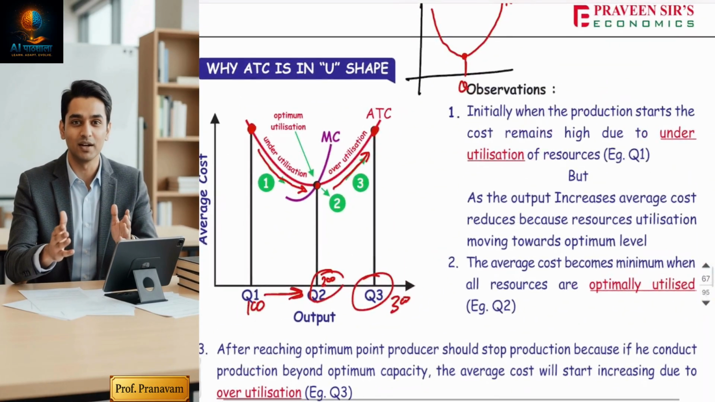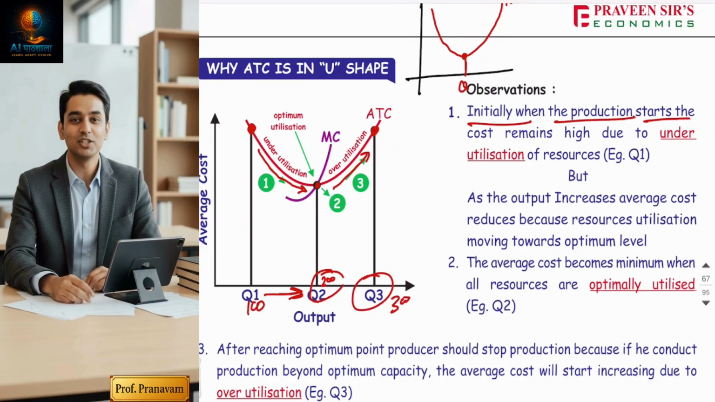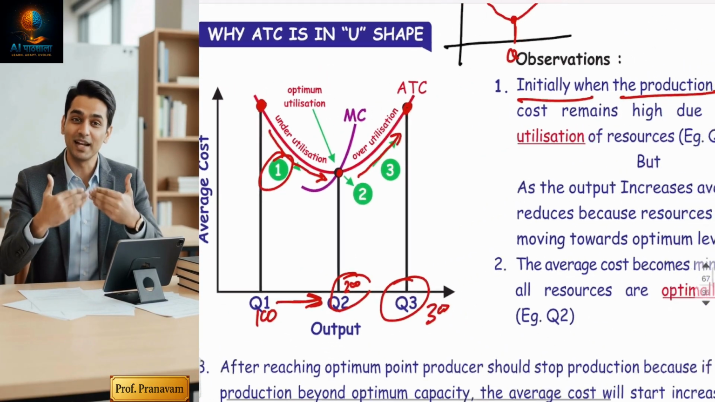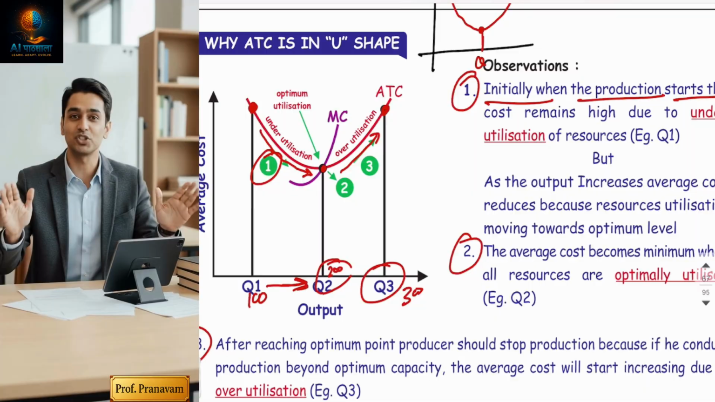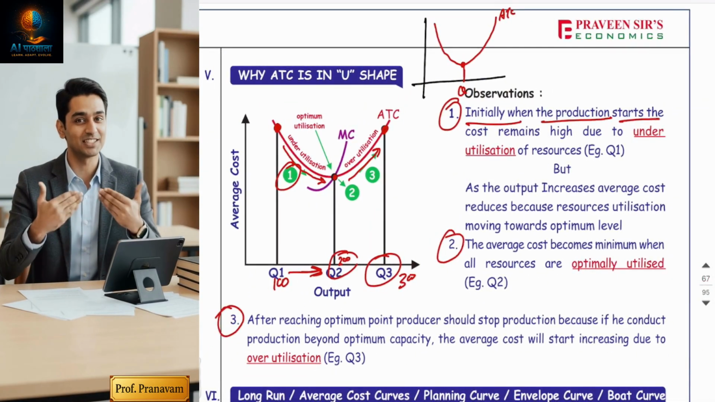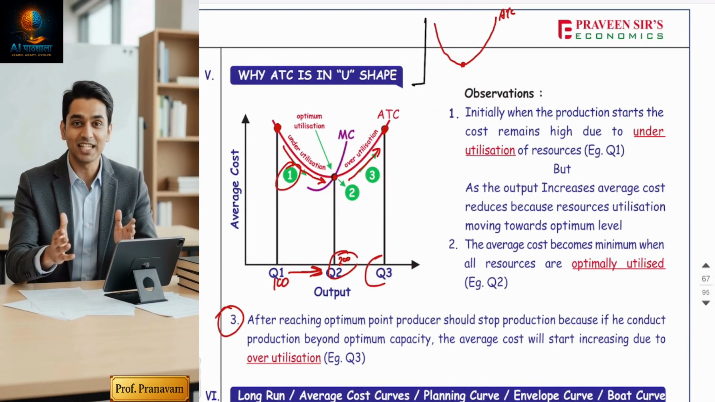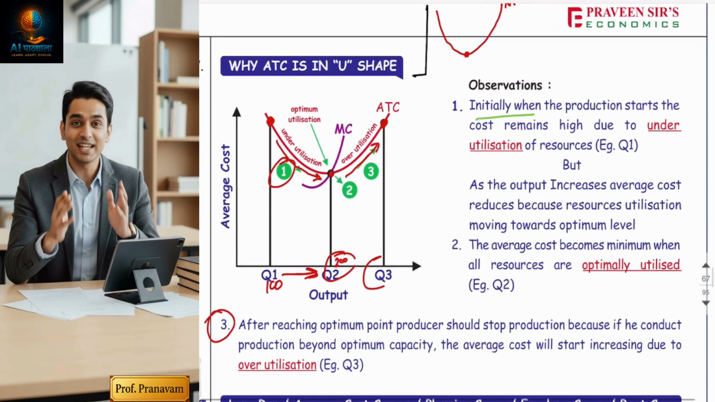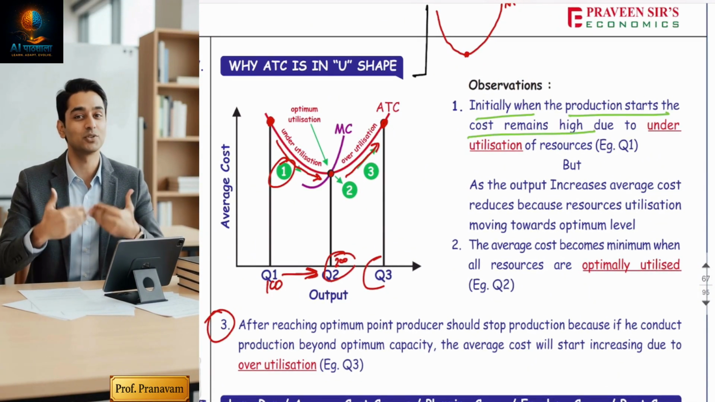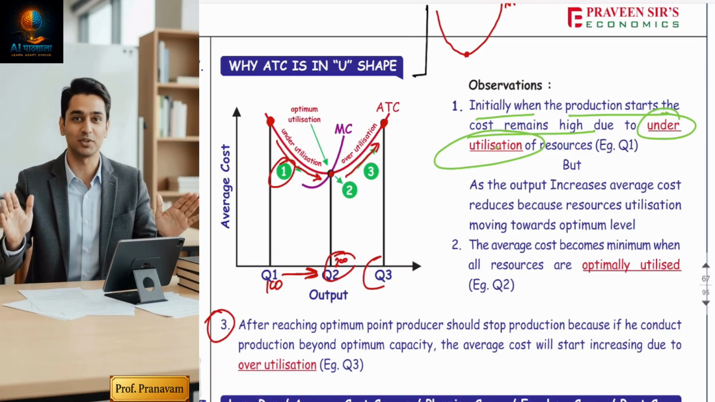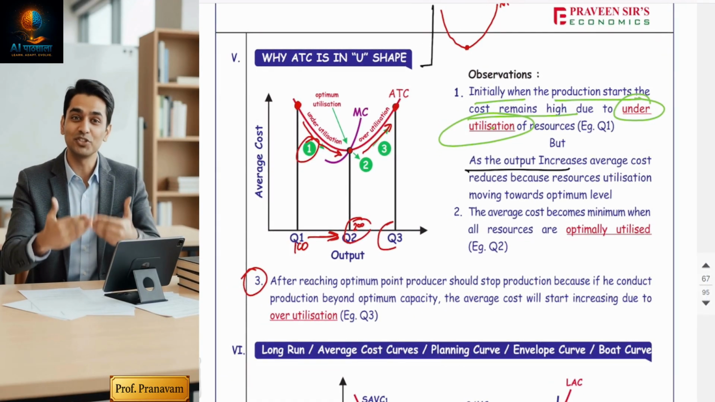Okay, so see here I've written initially when the production starts, point number one, point number two, and point number three. Numberings are also given so that my notes become self-explanatory for you all. Initially, when the production starts, cost remains high. Why? Because of underutilization.